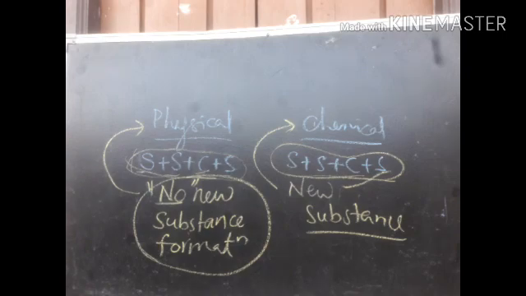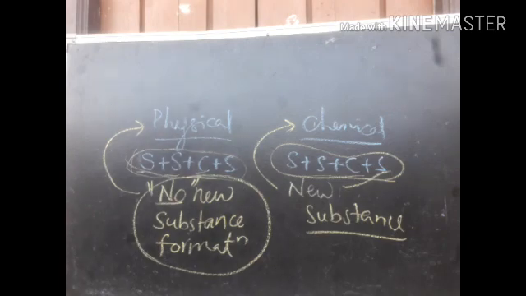Have you understood? Physical change and chemical change. In physical change, there is a change in state, size, shape, color, but there is no formation of a new substance. Whereas in chemical change, what happens here? The size, shape, color, state change. Along with them, there is formation of a new substance. Whenever a new substance is formed, then it is called chemical change. Okay? So that is the difference between physical change and chemical change.